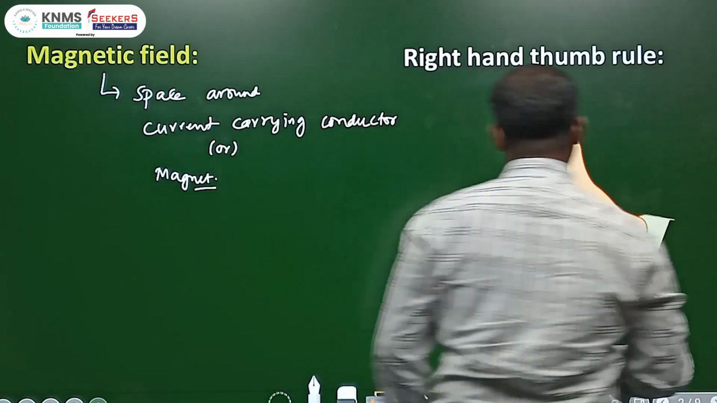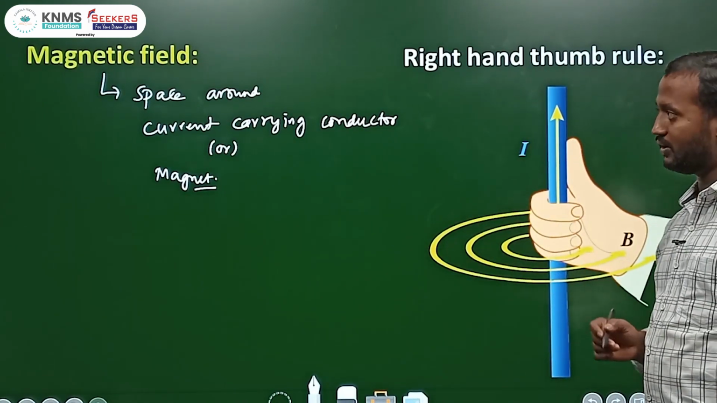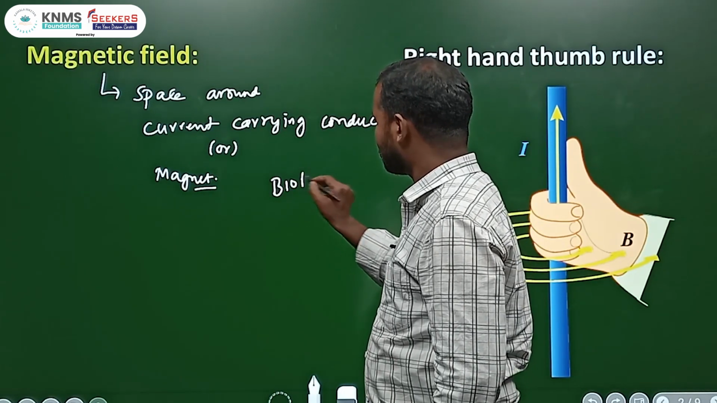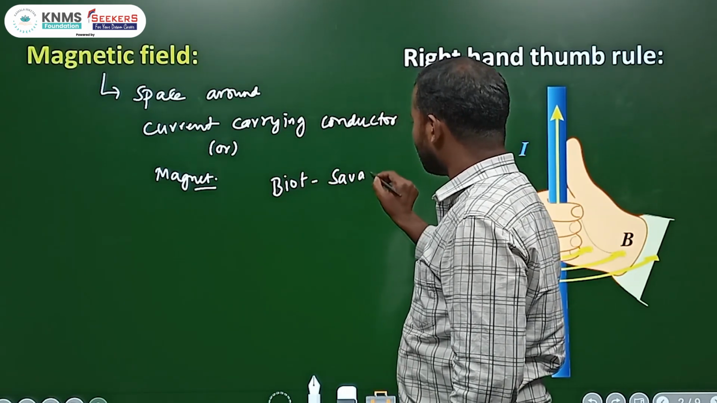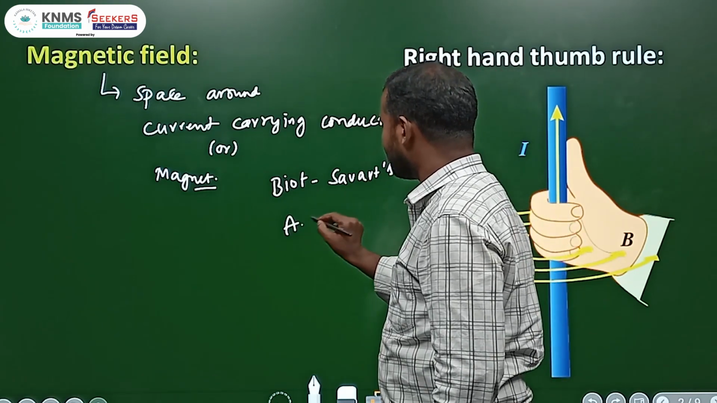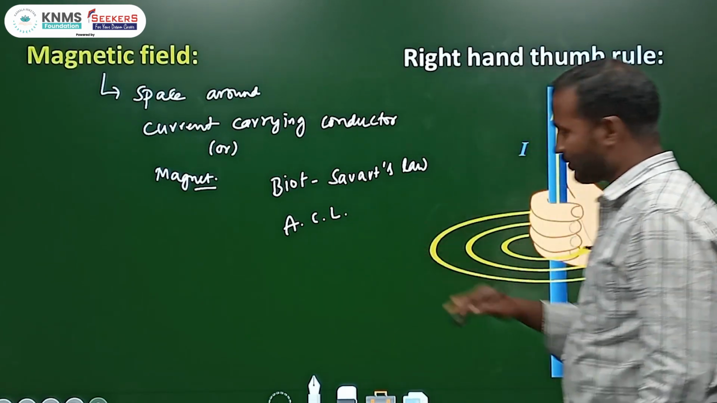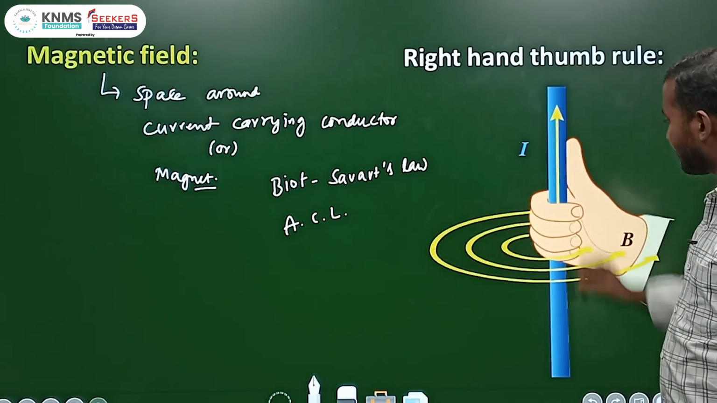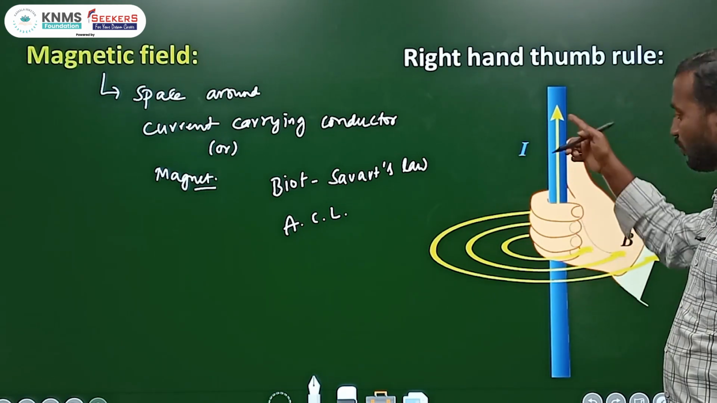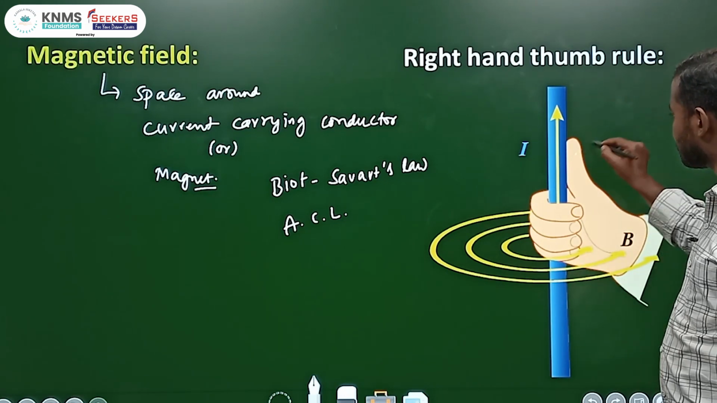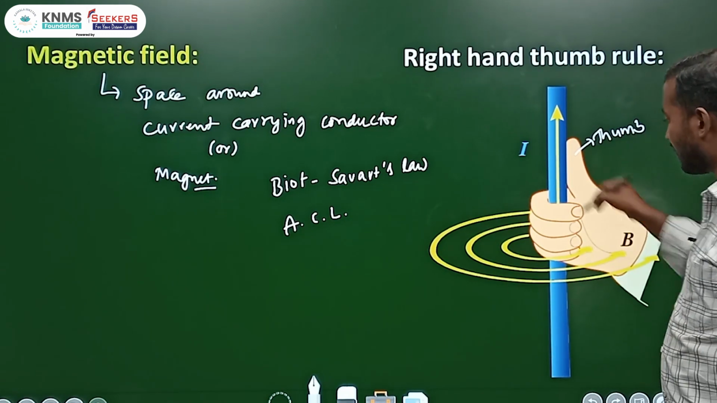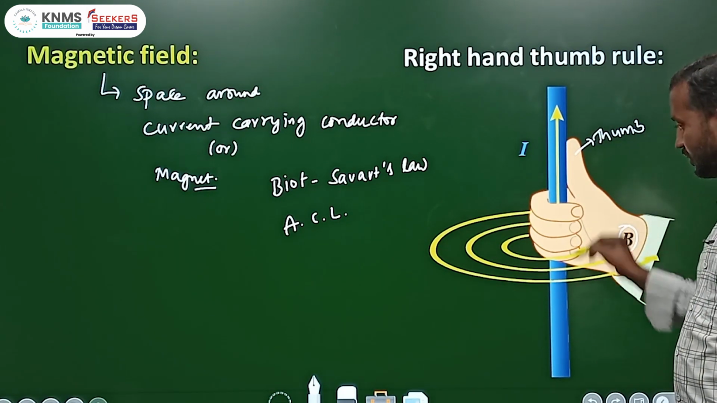Now, how do you identify the direction of the magnetic field? I have told you that using Biot-Savart's law we can find the magnetic field. The other one is Ampere's circuital law. We will discuss that in the next video. Now if there is a current carrying wire in which current I is passing up like this, you hold the wire in such a way that the thumb shows the direction of current. The curling of the fingers will give you the magnetic field direction.